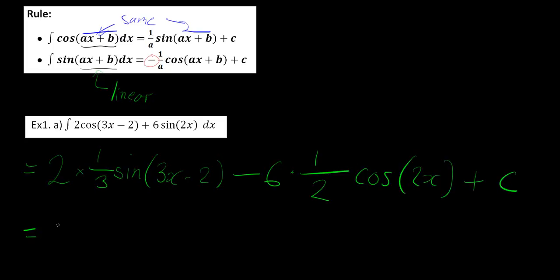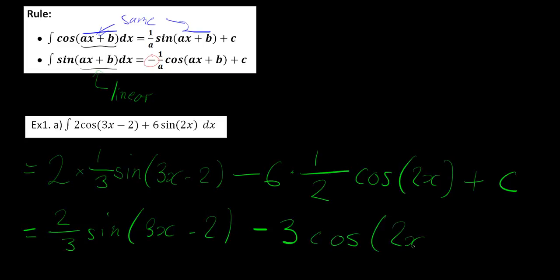From here we can simplify, so we get 2/3 sine 3x minus 2. 6 times half gives you 3. Cos 2x plus c.